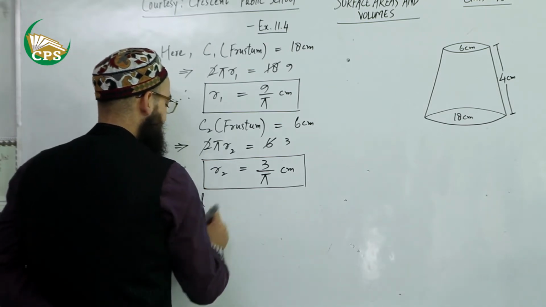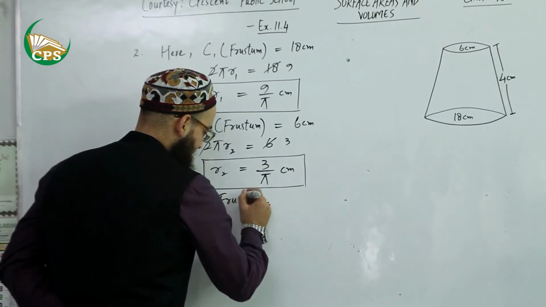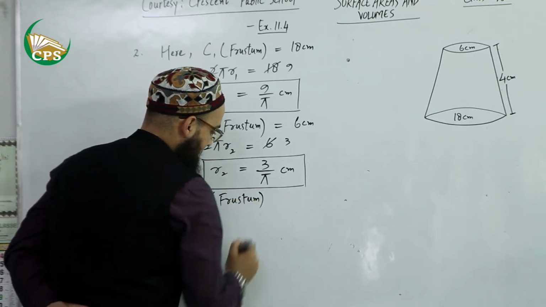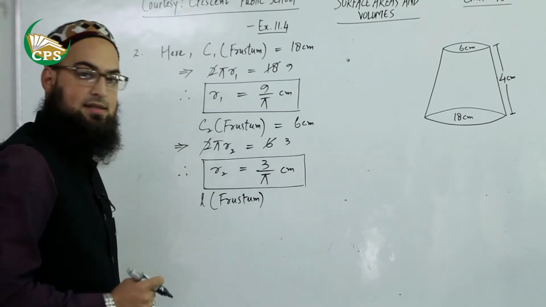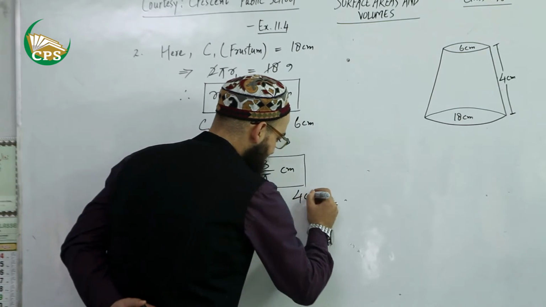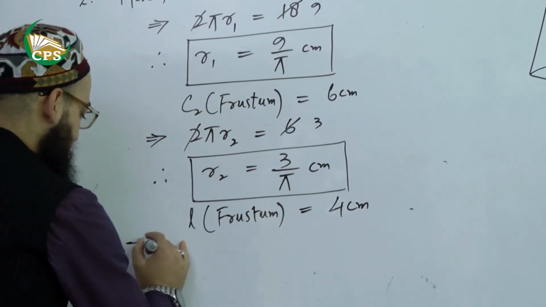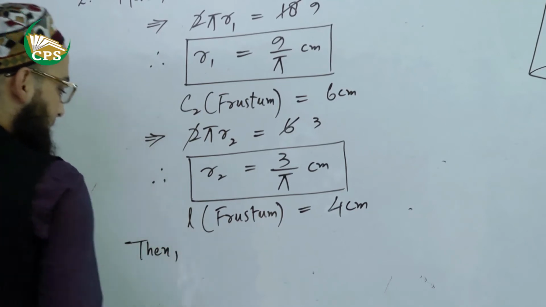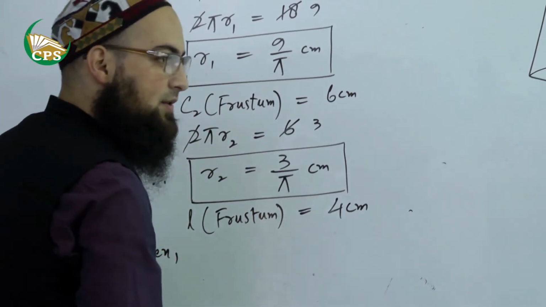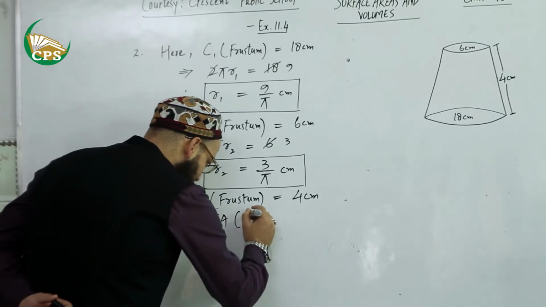After that, sorry, slant height is given. Slant height of the frustum is represented as L. So slant height of the frustum is 4 centimeter. Then you need to find the curved surface area of the frustum.